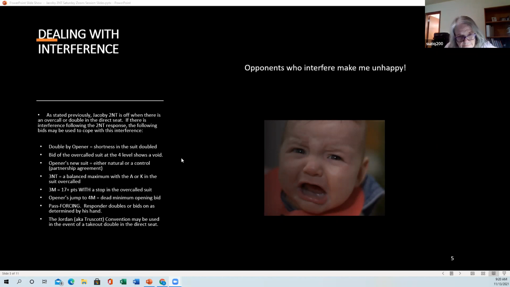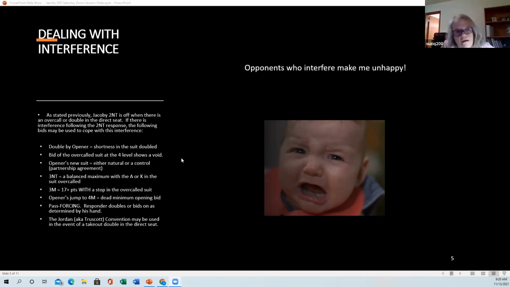3 of the major still shows that invitational level hand, and it should show a stop in the overcalled suit. If the opener just jumps to 4 of his suit, that's the same thing. Minimum hand, no shortness. I want to play game. I now know that this guy over here has this suit and some values, and that's going to help me play my game. But I don't have anything else, and so I'm just going to bid game in my major suit.